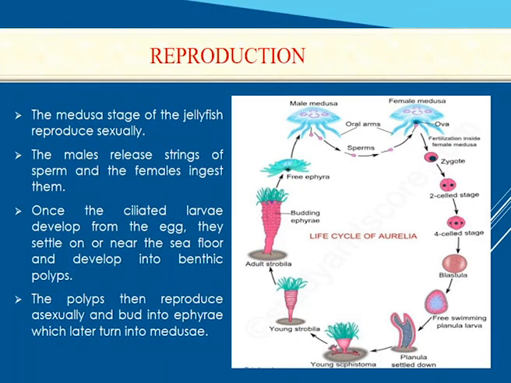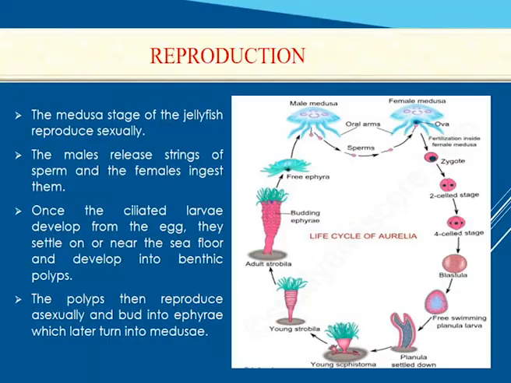Looking at the reproduction of Aurelia, the medusa stage of jellyfishes reproduces sexually. You can see in the picture the medusa stage, where the male releases strings of sperm and the female ingests them. Once the ciliated larvae develop from the egg, they settle on and near the seafloor and develop into benthic polyps. These polyps then reproduce asexually and bud into ephyrae larvae, which later turn into medusae.